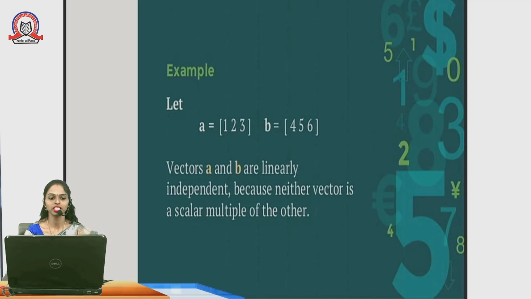In the next example, let a be equal to (1, 2, 3) and b be equal to (4, 5, 6). This is a row matrix. Vectors a and b are linearly independent because neither vector is a scalar multiple of the other.